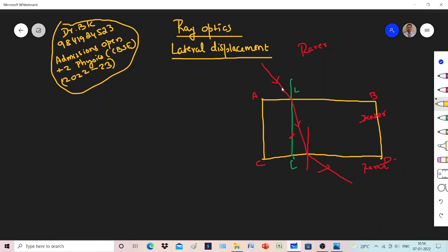And this is the first angle of incidence. Let's take it as I1, and this is R1, the angle of refraction at this face, and here this is I2, and this is R2.